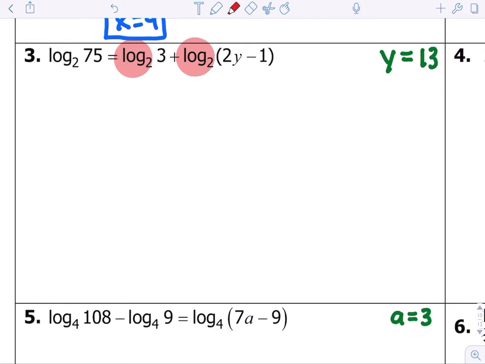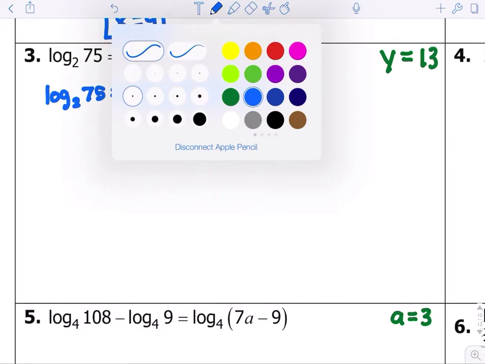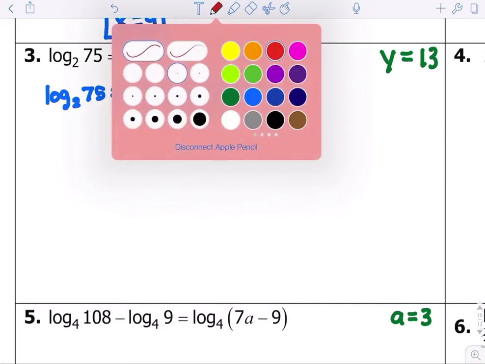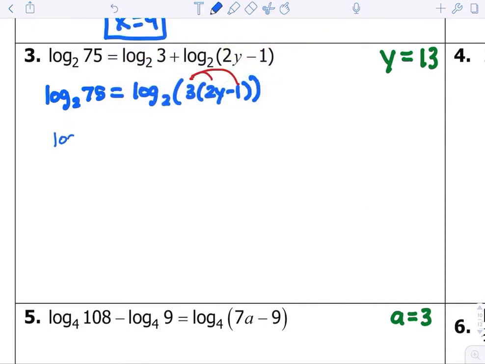There's log, no coefficients, and there's an addition sign in between, which means you guys can use your product rule. So log base 2 of 3 times 2y minus 1. We are going to distribute 3 to both of these. So then we are going to get log base 2 of 75 is equal to log base 2 of 6y minus 3. Now we have log is equal to log.